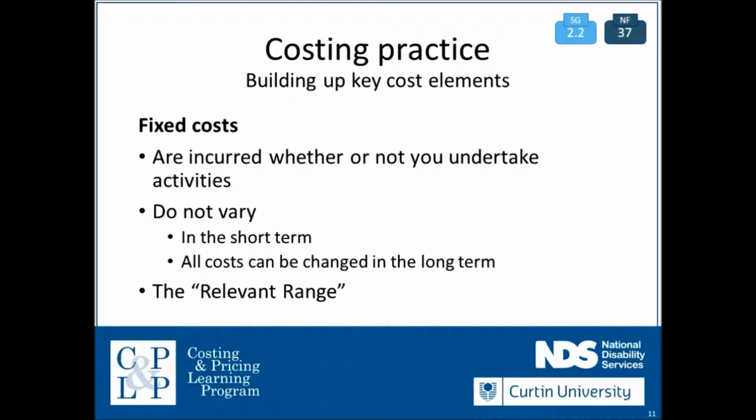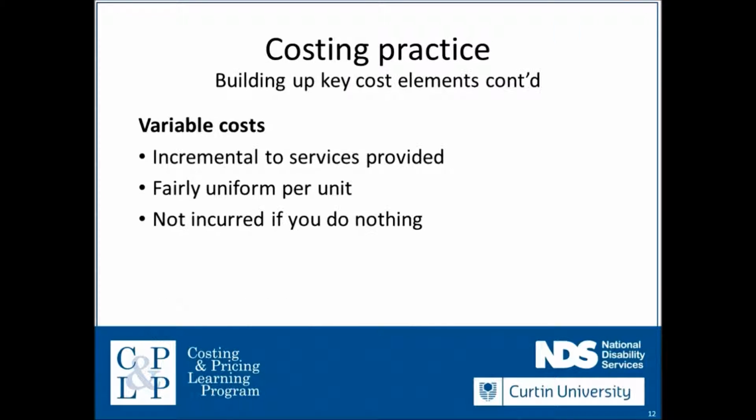So again, we will talk much more deeply about relevant range in the next webinar, but it is important to remember that all of these ideas about fixed costs, variable costs, and costing and pricing practice itself is a changing feast. It moves all the time, and you need to be on top of some of the assumptions that you make to make sure they're continually relevant to the decisions that you need to make as a result of the costing practice you undertake. The next element, of course, is variable costs.